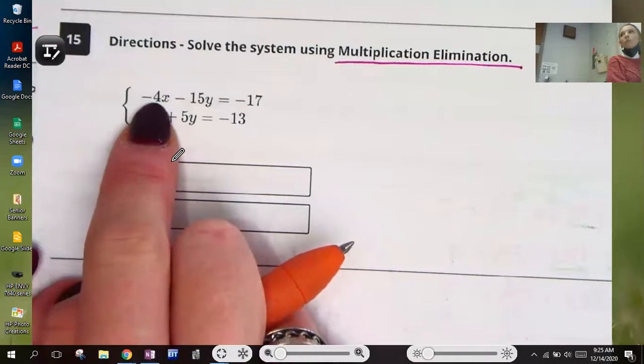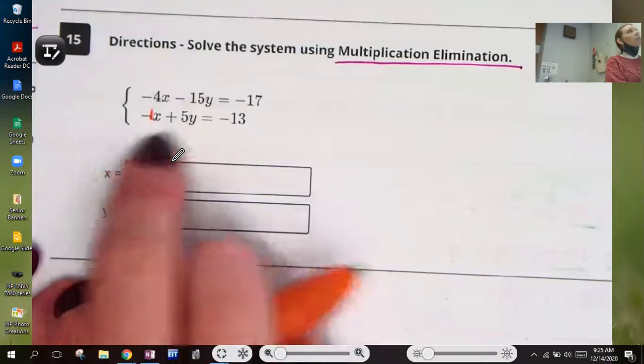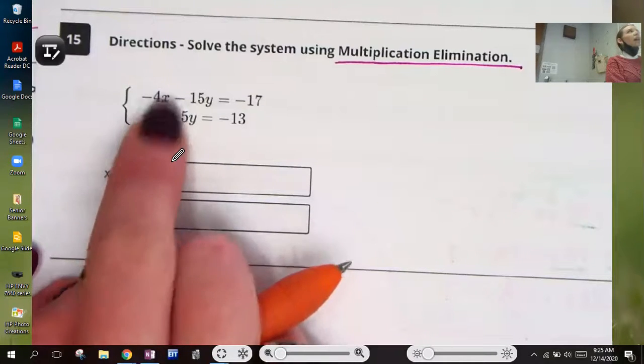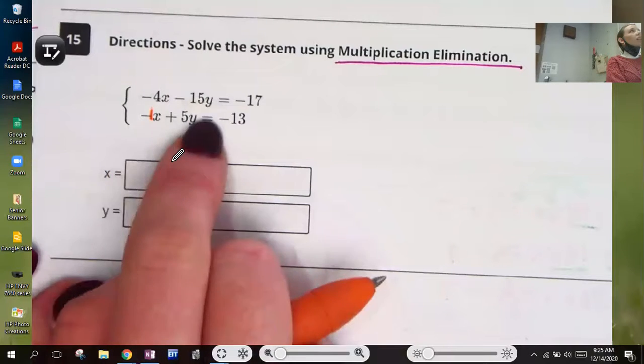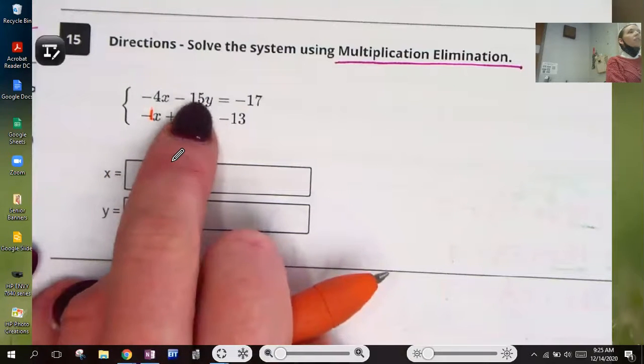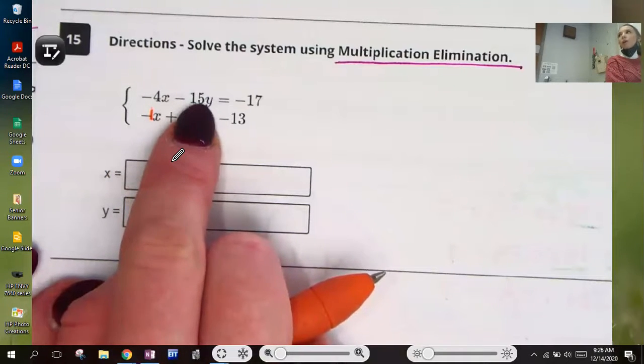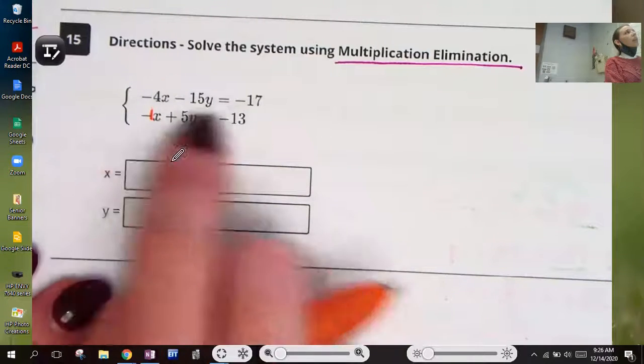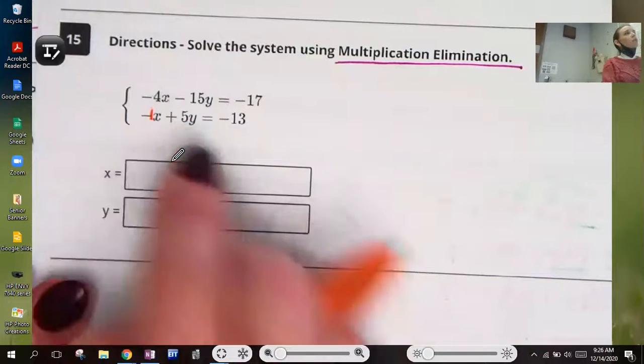Yes. What can I multiply it by? 4. I could multiply this entire equation by 4. Okay, then I would have matching x coefficients. Is there anything I can multiply this 5 by to equal 15? Yes. What can I multiply it by? 3. Okay, and then I would have matching y coefficients.